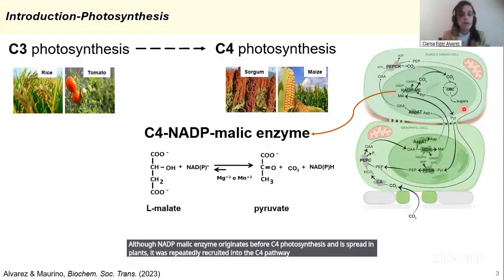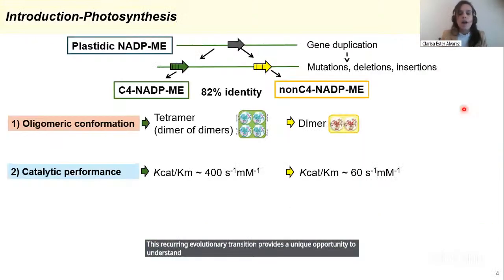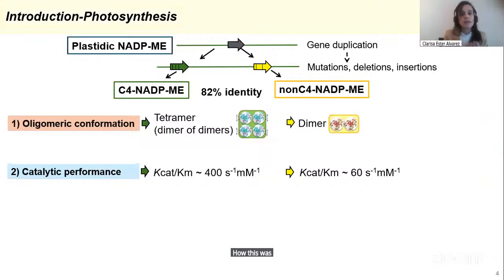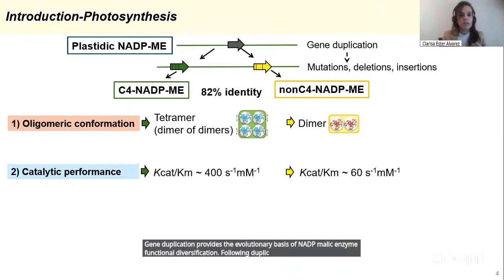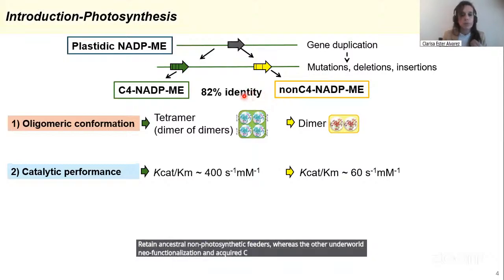This recurring evolutionary transition provides a unique opportunity to understand how an ancestral non-C4 NADP-malic enzyme evolved into a C4 specialized enzyme. Gene duplication provides the evolutionary basis of NADP-malic enzyme functional diversification. Following duplication, one lineage retained ancestral non-photosynthetic functions, whereas the other underwent neofunctionalization and acquired C4 photosynthetic properties.